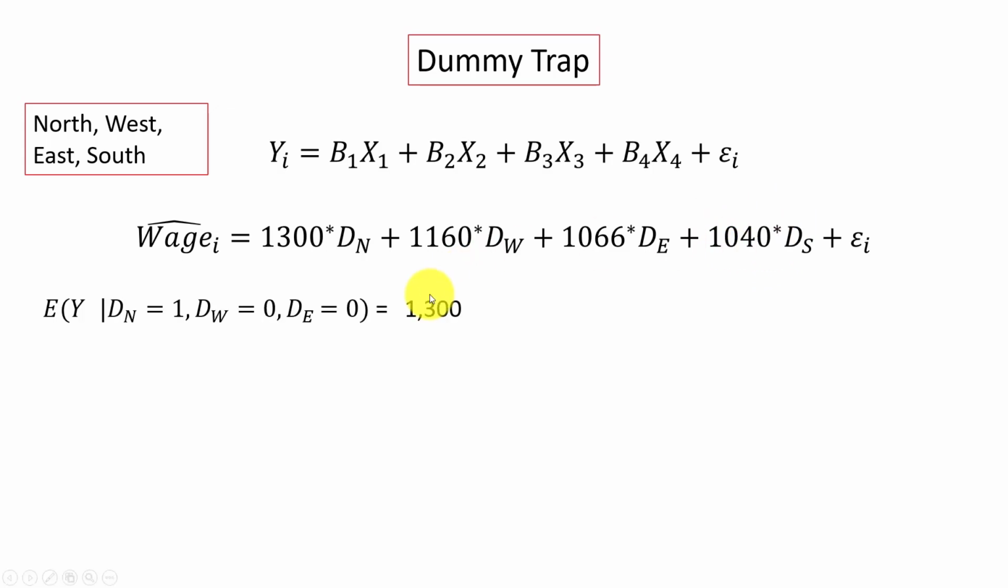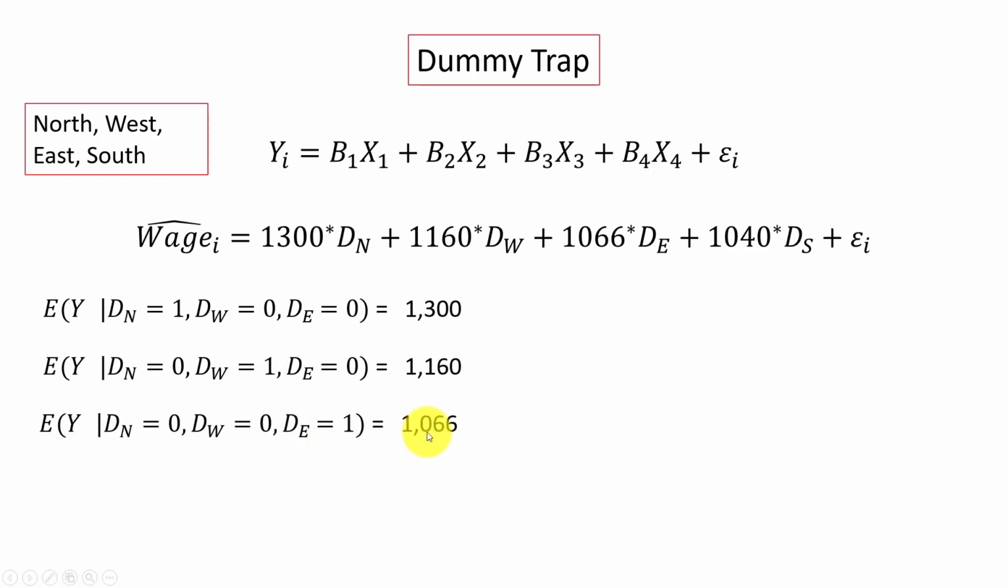And if we do it using the equation, the expected value of a person working in North would be 1300. The expected value for a person working in West would be 1160. For East it would be 1066, and for South it would be 1040. These are exactly the same values that we got from the previous example, so it doesn't matter, the conclusion would be the same. You would get the same expected values, but these are the two ways of dealing with this issue.